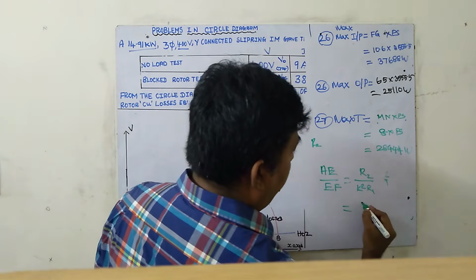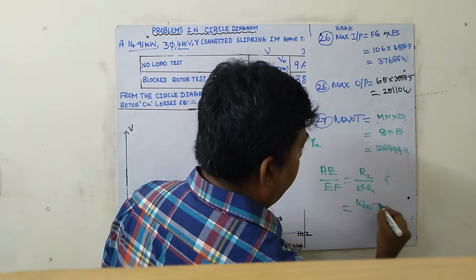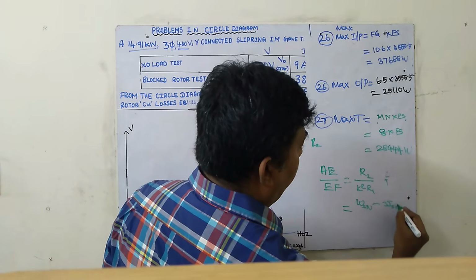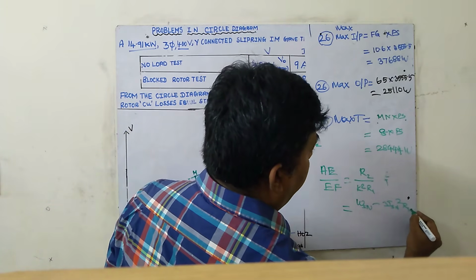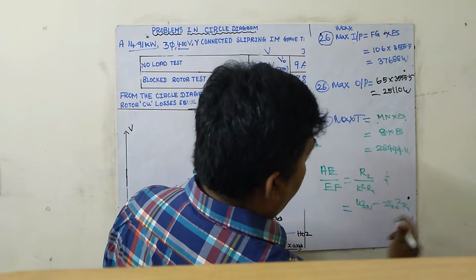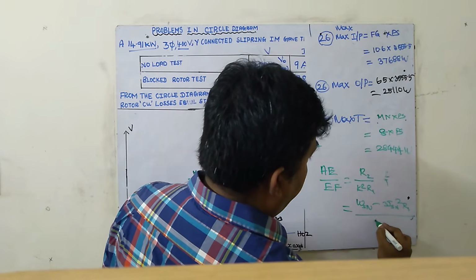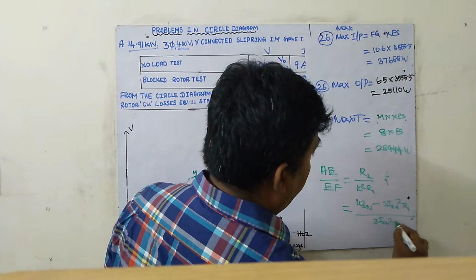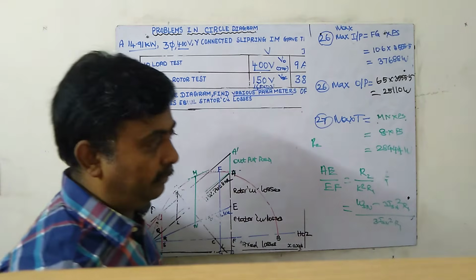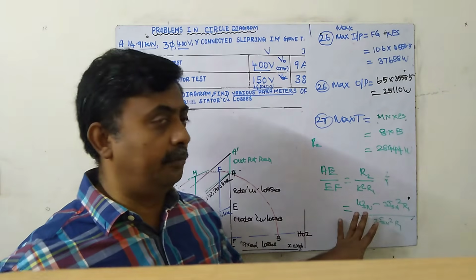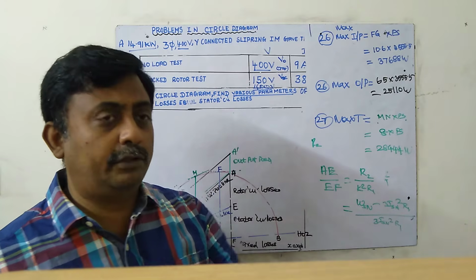AE by EF equals WSN minus 3 into ISN square R1, divided by 3 into ISN square into R1. I think it is ISN square only. I forget the formula, but this is the formula you have to use. Normally they will use it for a slip-ring induction motor.